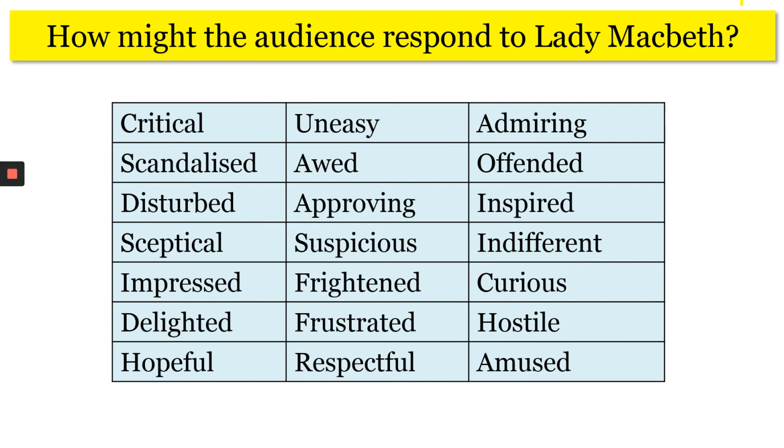What I want you to do is to pause the video and write down five potential answers with a reason. So you might say that an audience is going to be highly suspicious of Lady Macbeth, but you then have to complete that. You need to say why they would be suspicious of Lady Macbeth. And if you can, link it to the context knowledge that we've just gone through. Why would people be responding to Lady Macbeth in any particular way? Pause the video now to give yourself time to do this.